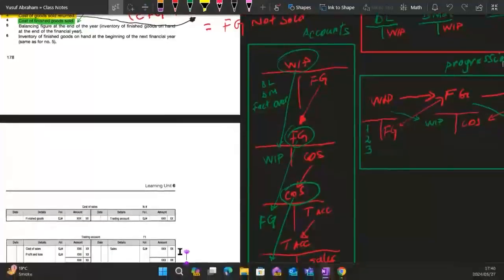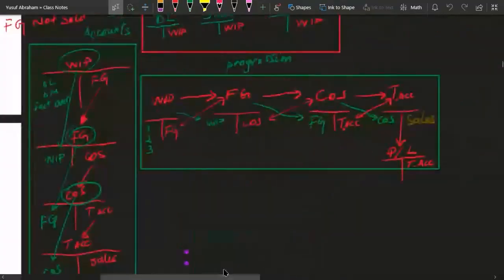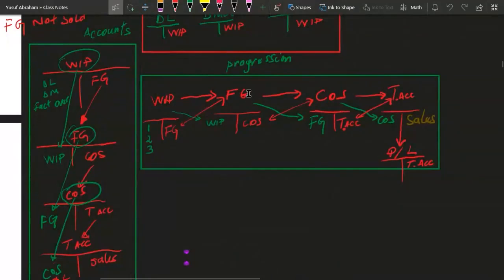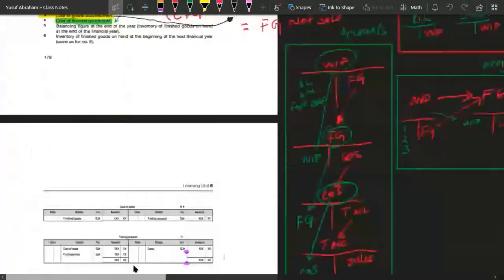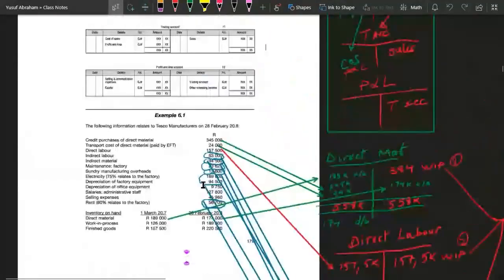And I want to show you something else, another way for you to look at this progression when you are writing your exam or you are studying. Working process, after working process, finished good, after finished good, cost of sales, after cost of sales, trading account, and then the profit and loss account. It's a progression. Does that make sense? Okay, let's move to an example. The best way for you to understand is an example.